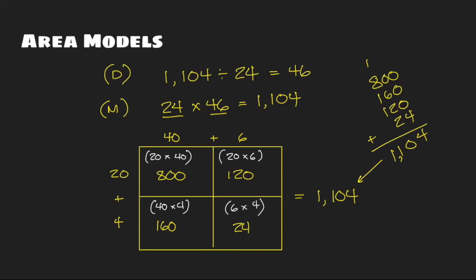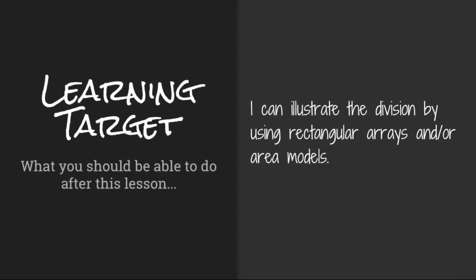So with the area model, step 1, turn it into a multiplication, find its inverse, and then use the area model to show when you get a number this big. Again, the big thing I would stress is that we are using this to illustrate, we're not using this to solve. So that is how we illustrate the division using rectangular arrays and or area models.